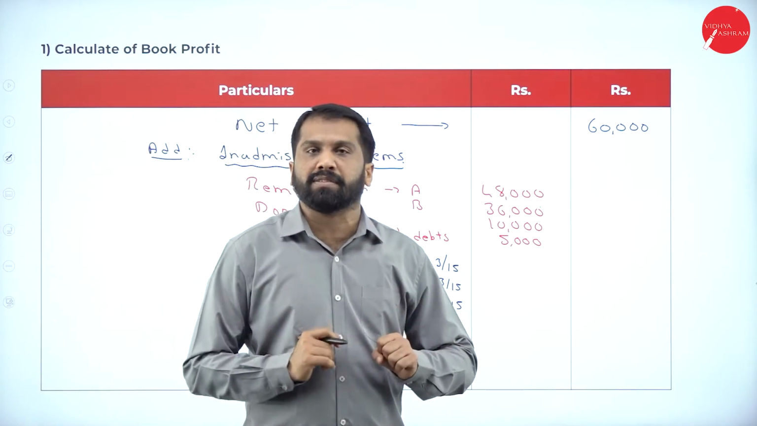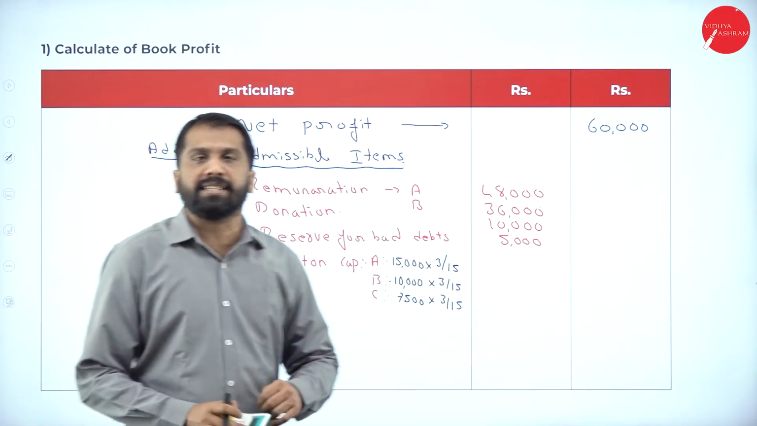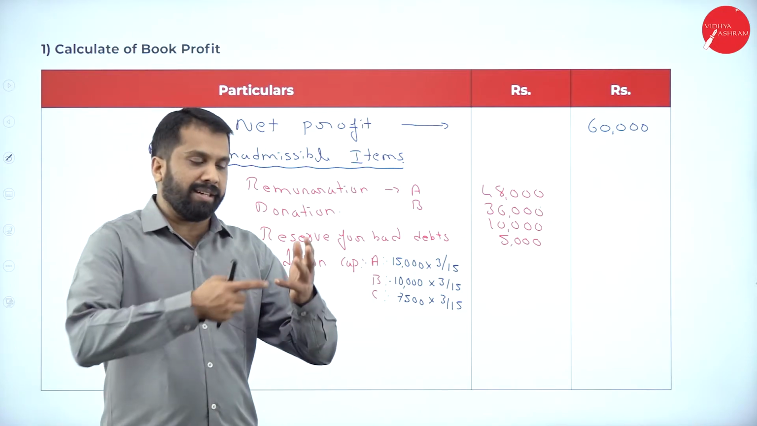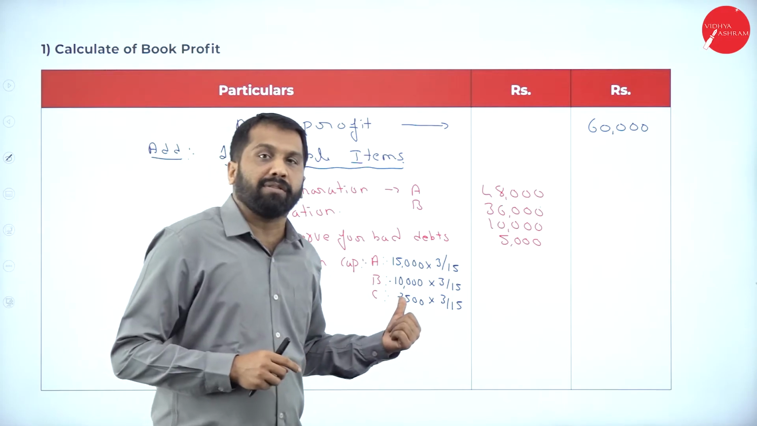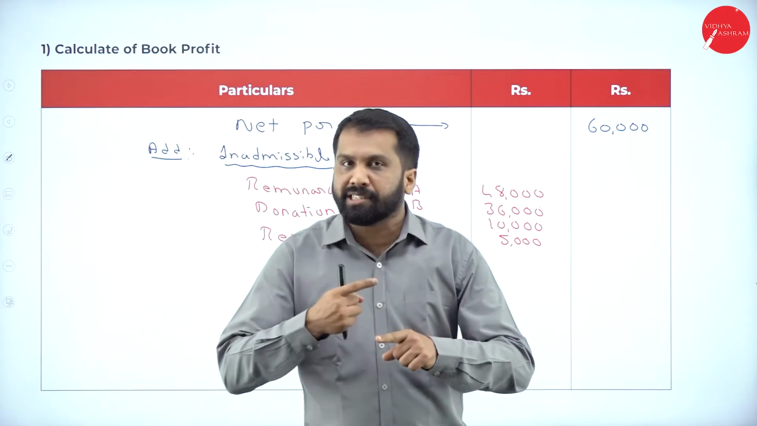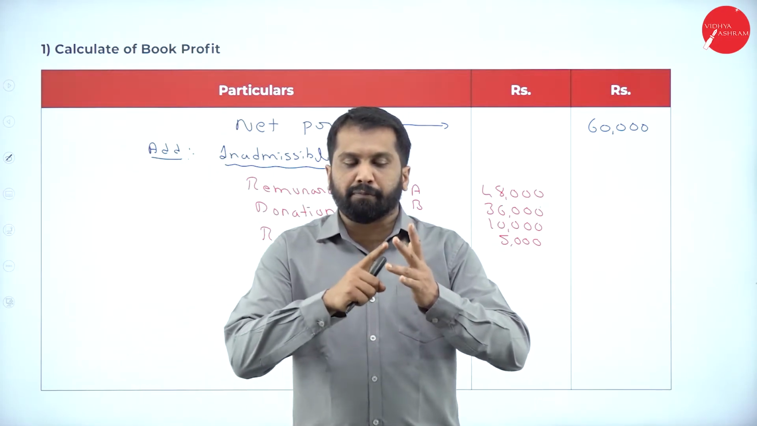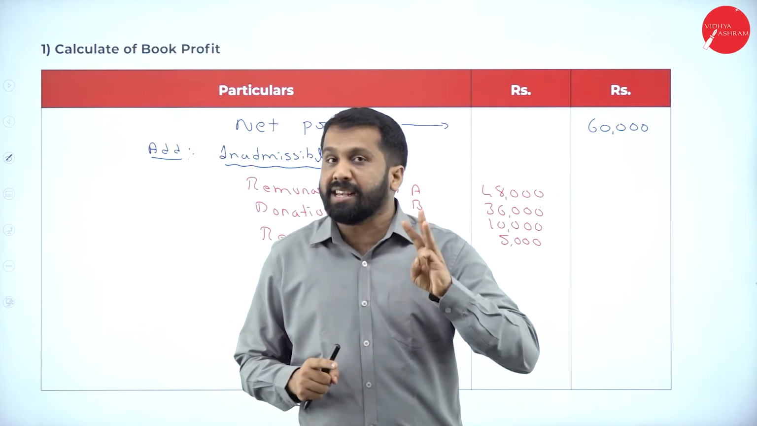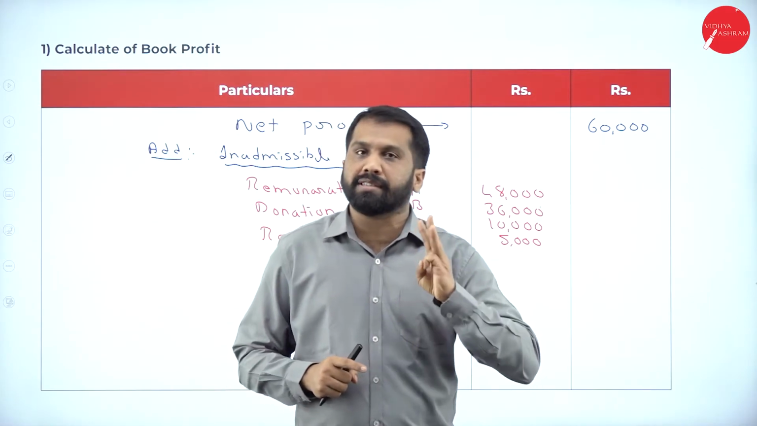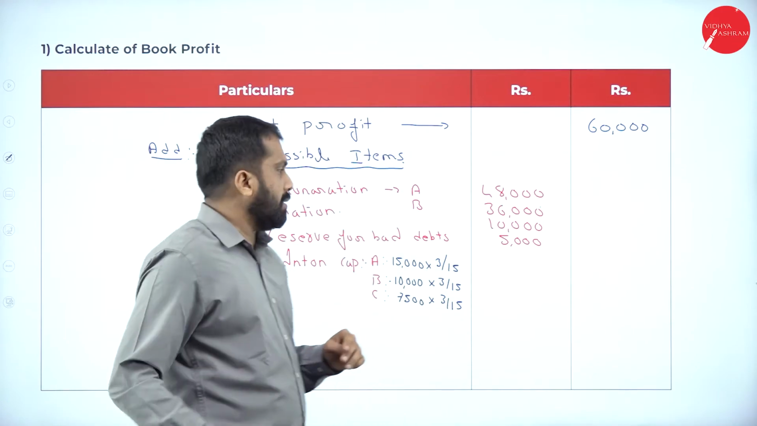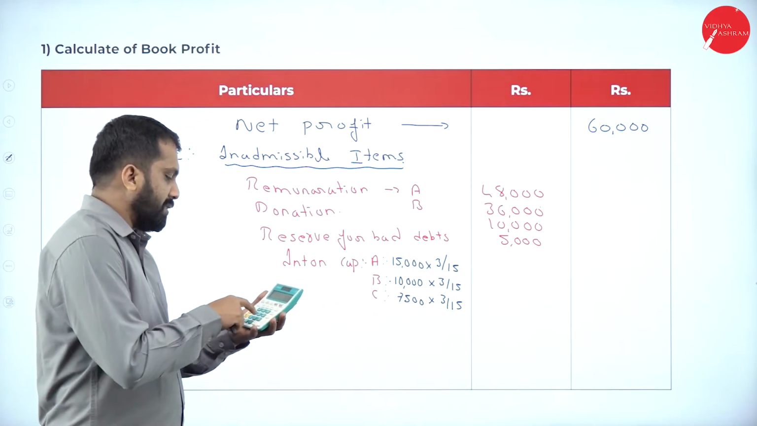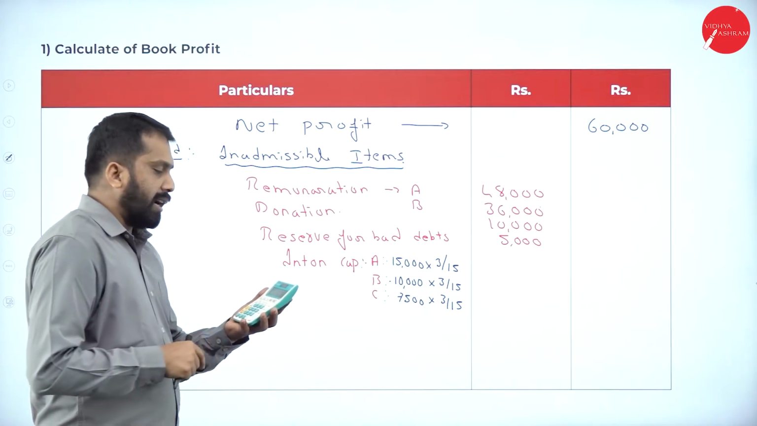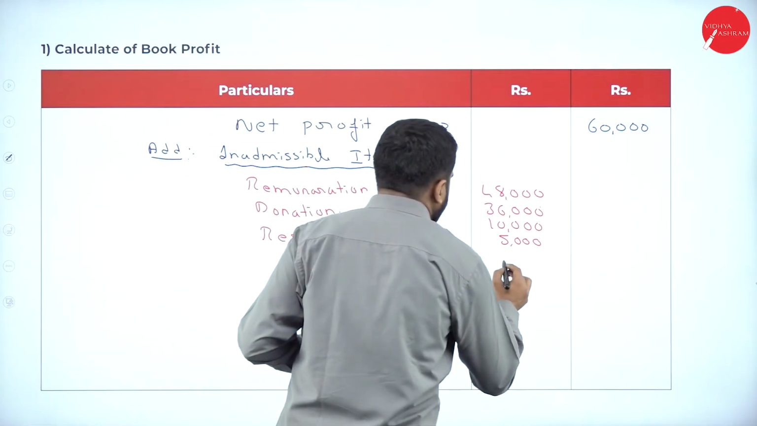If it is 16%, 4 divided by 16. Why? Because after 12, 13, 14, 15, 16. But in this problem, they have given 15%. Excess of 12 means what? 13, 14 and 15. There are 3% extra. You are supposed to take 3%. Now, if you calculate 15,000 multiplied with 3 divided by 15, I got 3,000 in this.